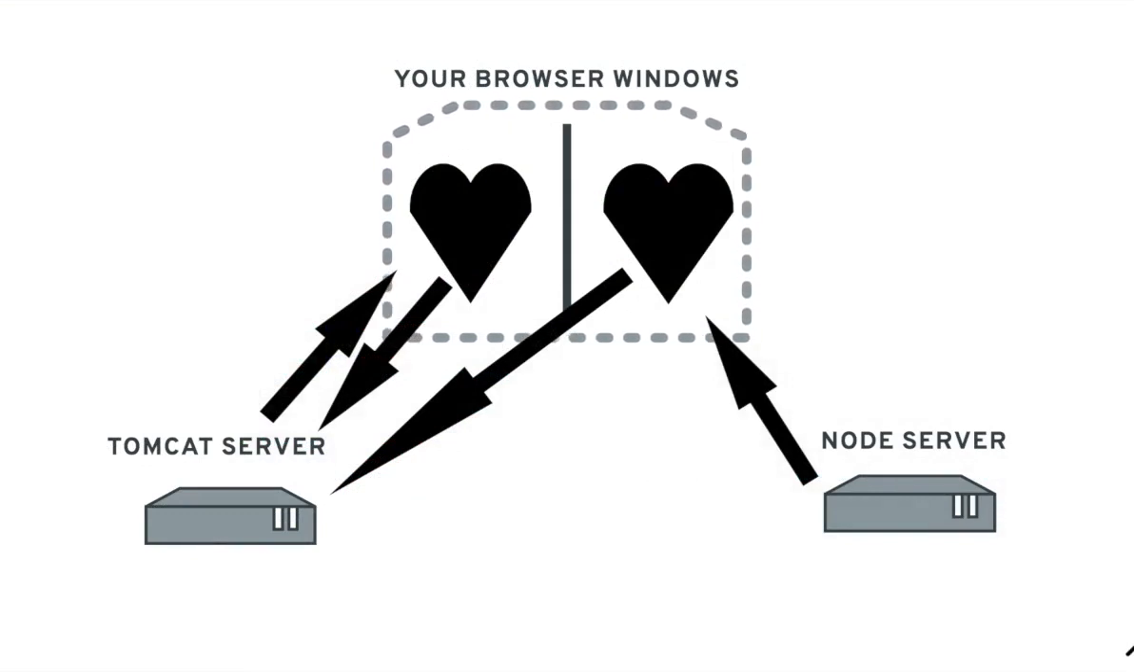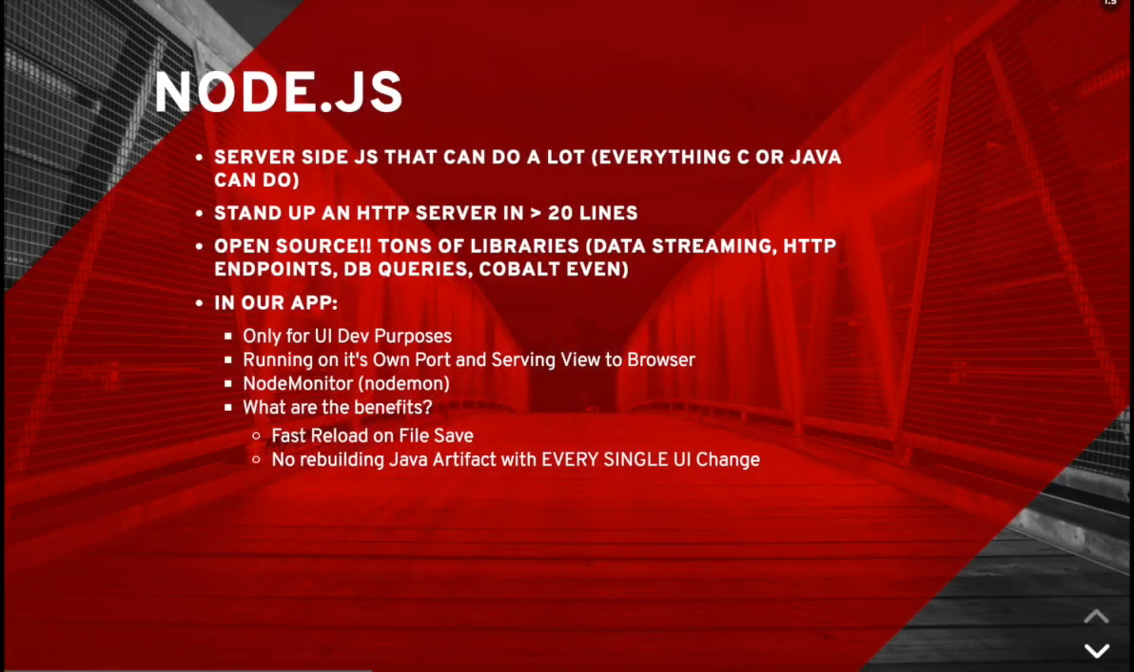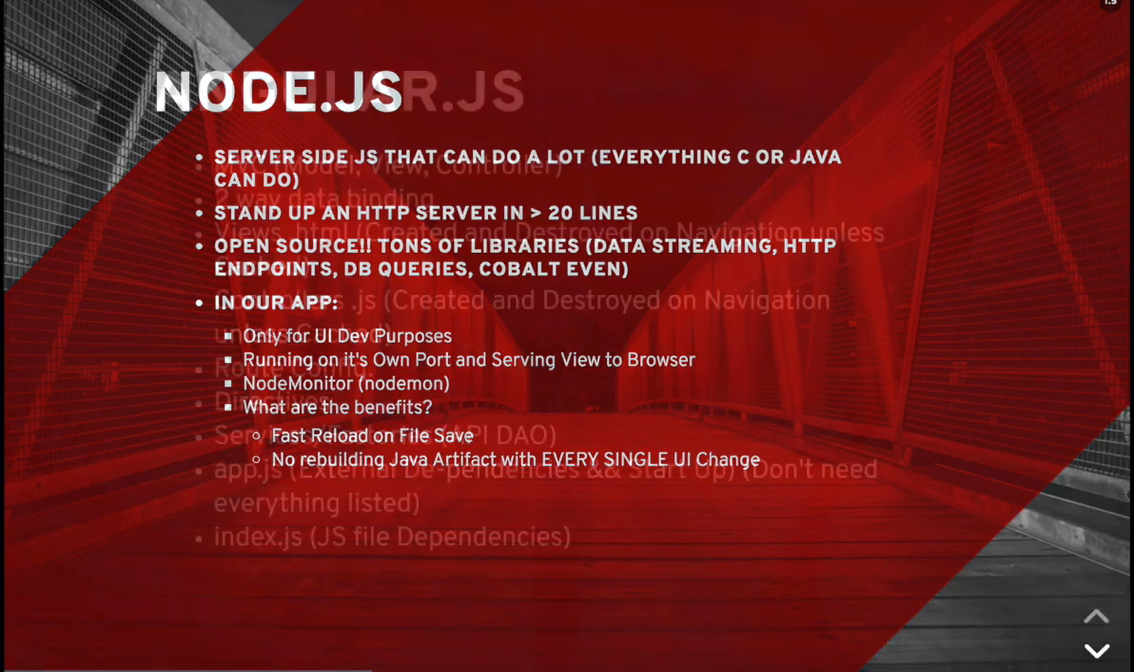Without this setup, every time that you wanted to make a little tiny tweak to the UI and then see it in the browser, you'd have to rebuild all of your Java code and make it into your WAR file, put that WAR file onto the Tomcat server, and restart the Tomcat server. You can see how that can get tedious whenever you're making several tiny little tweaks. So yeah, essentially the only reason we're using a Node server in this project is to keep you from having to rebuild your Java artifact with every single UI change.